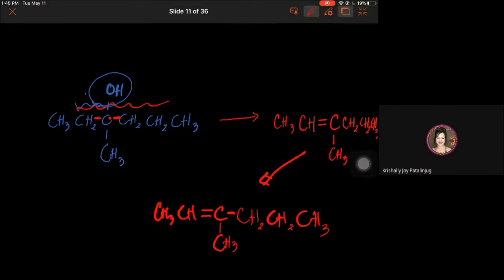So, Zaitsev's rule will help you predict the product during dehydration of secondary and tertiary alcohols. No problem with primary alcohols. In a primary alcohol, there is only one beta carbon. It is the only one that removes a hydrogen, then forms a double bond toward the alpha carbon. Sige, let's have the examples.